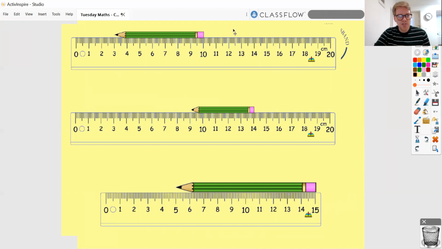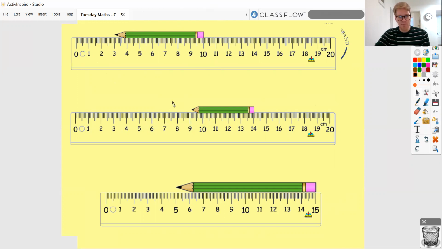But we can see, for example, that this pencil goes from 3 centimeters to 10 centimeters. And we could count up. I could go 1, 2, 3, 4, 5, 6, 7. Or I could do a bit of subtracting. I could do 10 take away 3 is 7. Or I could count on from 3 to 10. I know that's 7.